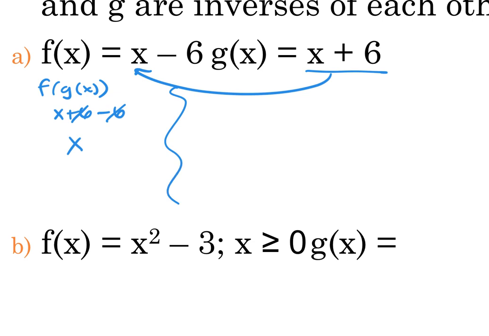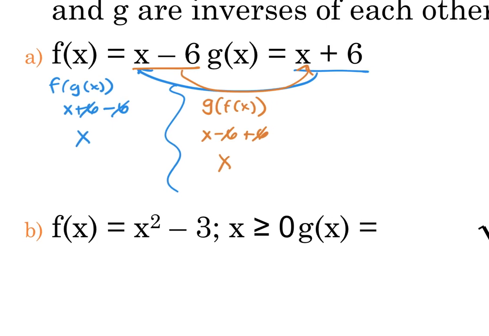And then I have to do it the other way. g of f of x. I take the f of x, I plug it into g, and I get x minus 6 plus 6, which also results in x. So I would say this is helpful two ways. One, if it explicitly says this is what you have to do, like show it, means you have to do the work. Two, if it asks you to find the inverse, this is the way you check to make sure you got it right. You can always find the f of g and the g of f, and it should give you just x.